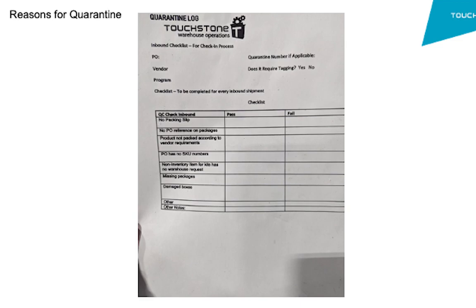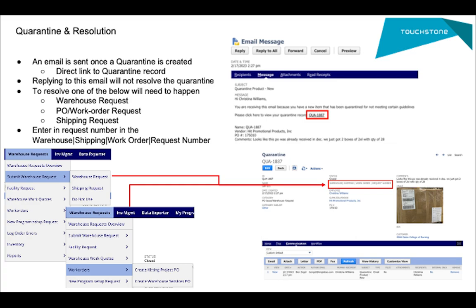So quantity issues, missing packages, damaged boxes, those will also go into quarantine. Once a quarantine is created, the person that they assign to it will receive an email, which we see up in the right hand corner. So you'll get that notification. You can click on that link and it'll lead you directly to the quarantine record. All quarantines should have a picture and a comment of what the issue is, so hopefully that will help you figure out how to resolve it or what the concern is.